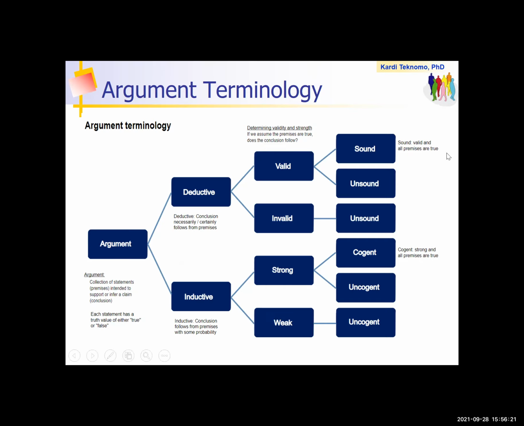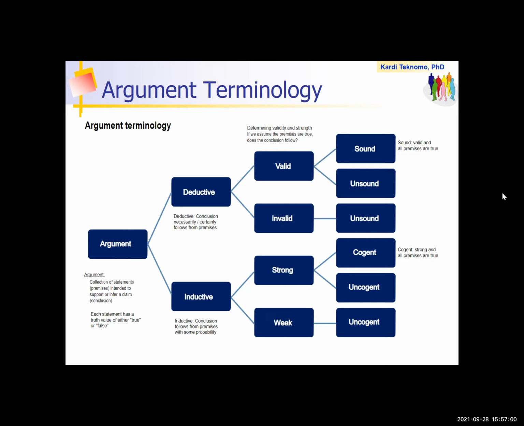Then from there, okay, if it is valid, we can divide again into two. Sound or unsound. Sound means what? Sound means valid, the form is valid, and all the premises are true. Okay. Unsound, what is the meaning of unsound? Unsound means it is valid in terms of the form, but not all the premises are true. Okay. Of course, when it is invalid, it's always unsound.